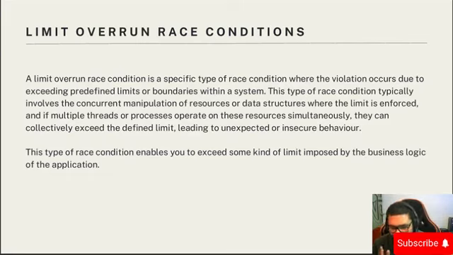It means if the target has applied some limit like 1, 2, 3 or 1000, and you try to bypass or overcome that limit, this will be limit overrun. This type of race condition enables you to exceed some kind of limit imposed by the business logic of the application. So while reporting, you have to report it as a race condition, and further write that it bypasses these features. That's a kind of business logic vulnerability.